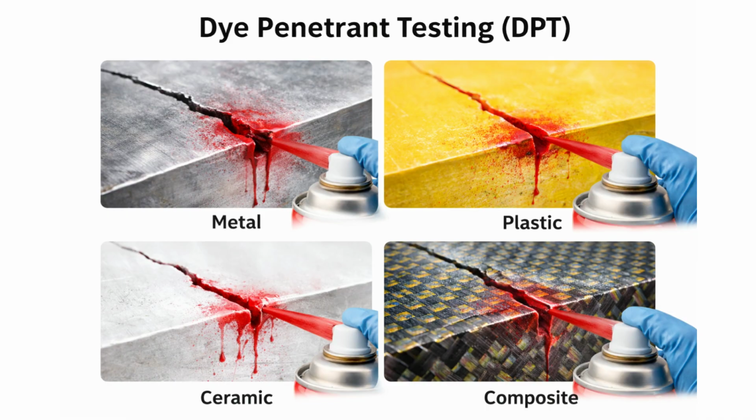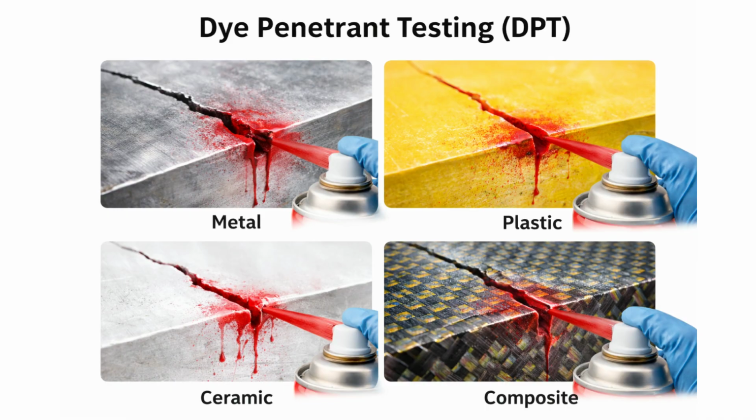Think of it like this. Imagine you spill water on a table, and it immediately flows into any tiny scratches or cracks in the surface. That's essentially what's happening here, but with specially formulated dyes that make those defects visible. The method is used to uncover surface defects in a wide range of materials, and it plays a crucial role in ensuring product quality and structural integrity across numerous industries.